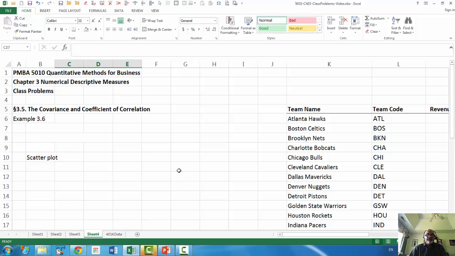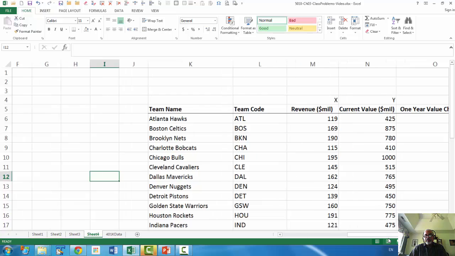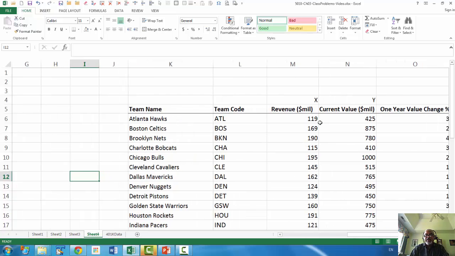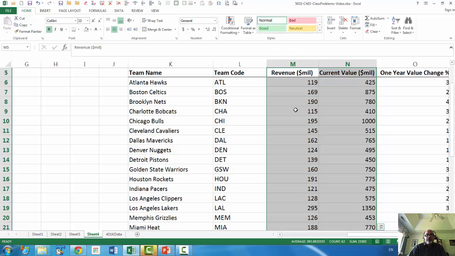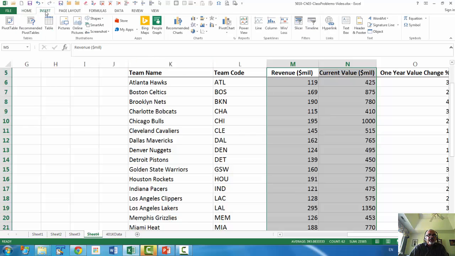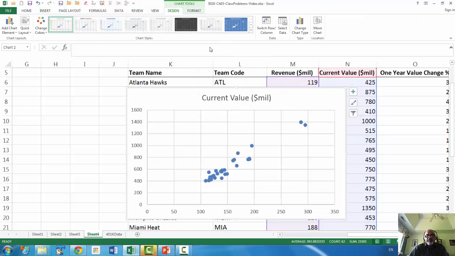So let's define x and y. So x is revenue in millions of dollars. So y is current value. So let's do a scatter plot. When y is on the right side of the two columns, we can highlight both columns at the same time, and the second column will be used on the y-axis, which is good. Otherwise, we have to first insert the y-axis and then add the x-axis values. So we want a scatter plot. So we'll use that one.